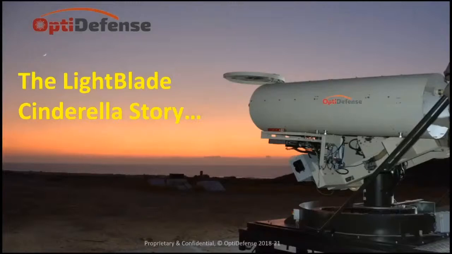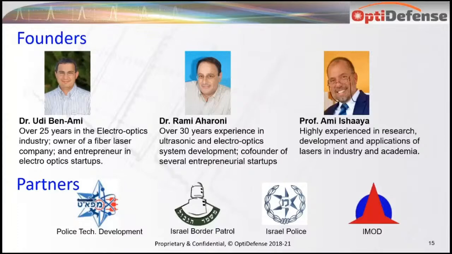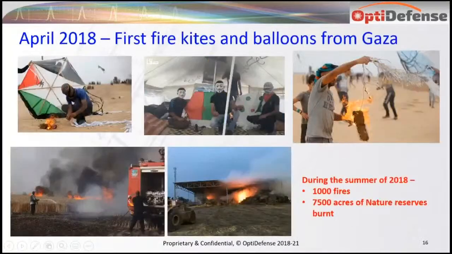So now I'll move on to the Light Blade, or Lavor, Cinderella story, I call it. These are the founders: Udi Benami, who's a colleague of mine from industry, Rami Aroni and myself. We started this together with the police, mainly the border police, and the IMOD. It started in April 2018, when the first fire kites and balloons were flown from Gaza in the south to Israel, causing a lot of fires and damage to fields in the south.